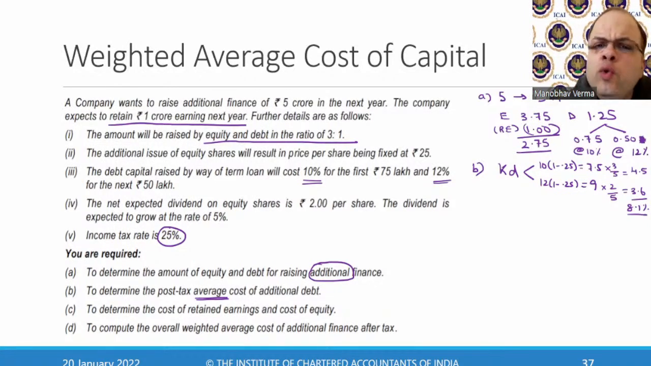See, there are two interest rates given to us, 10% and 12%. Tax rate is 25. So 10 into 75% is 7.5. 12% into 75% is 9%. So based on 7.5 and 9, I applied the weights 75 and 50, 3:2. So I seem to get an 8.1. Can you please double check, guys? I hope everyone is with me on this.